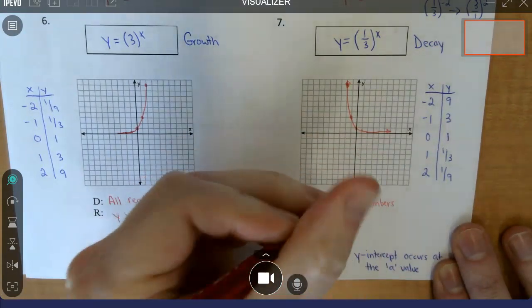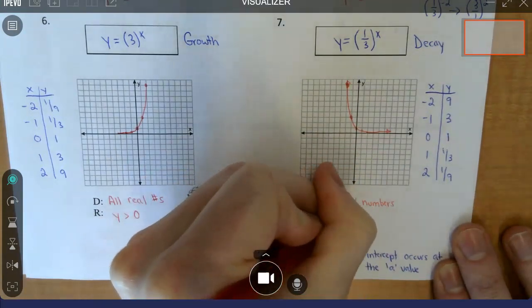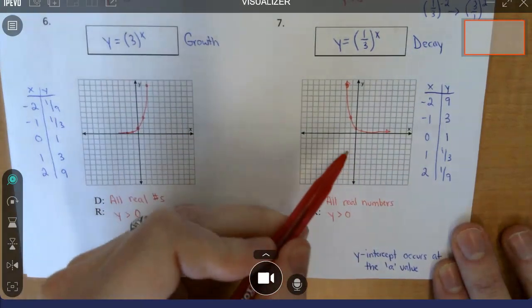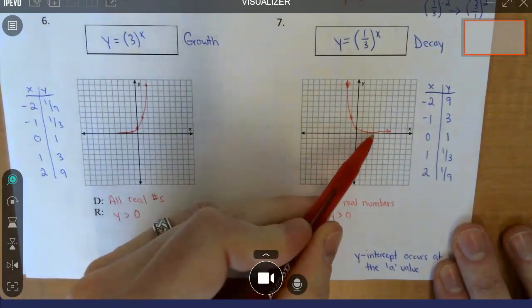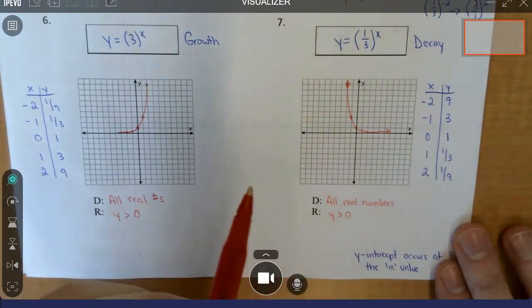And my range is still all y values greater than 0. Because remember, while it gets really close to 0, it'll never actually reach it.